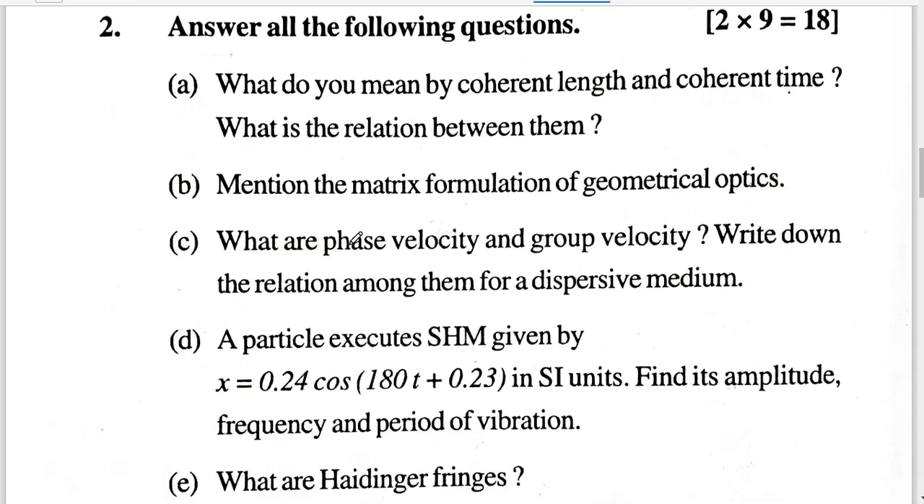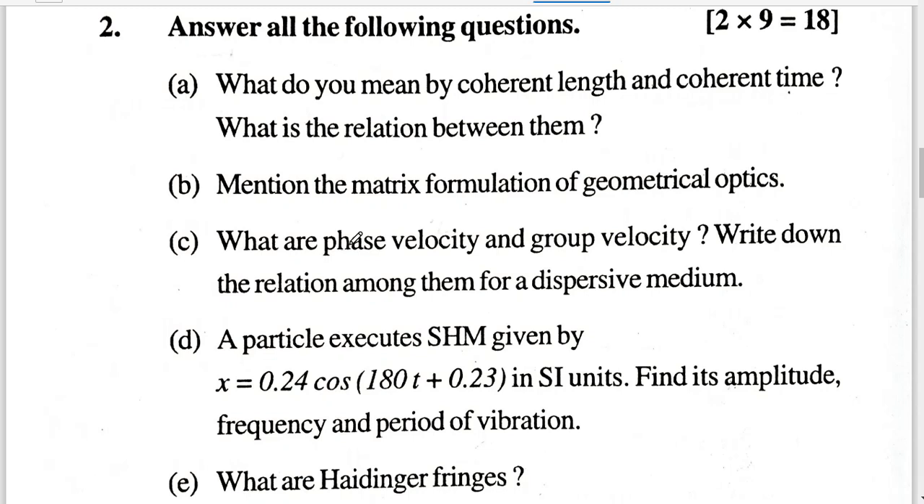What do you mean by coherent length and coherent time, and what is the relation between these two? So what is coherent length, coherent time? Coherent length is basically the distance up to which the wave remains coherent. And coherent time is the time for which the wave remains coherent. Do you know what is coherent? Coherent is basically the wave in which the phase difference remains constant with time.